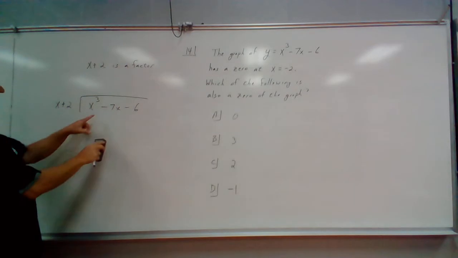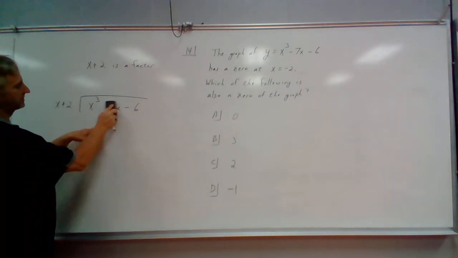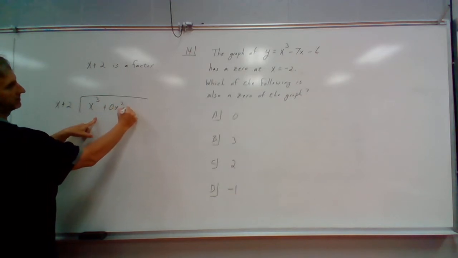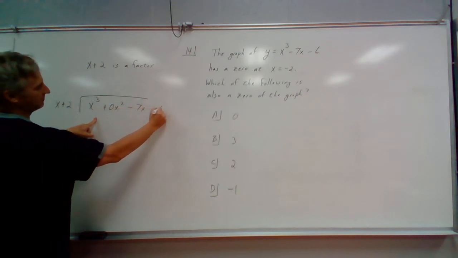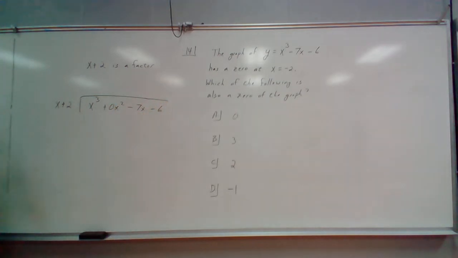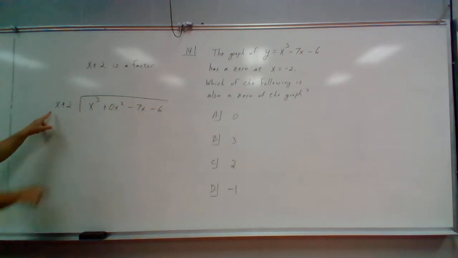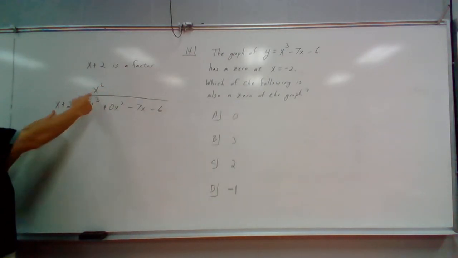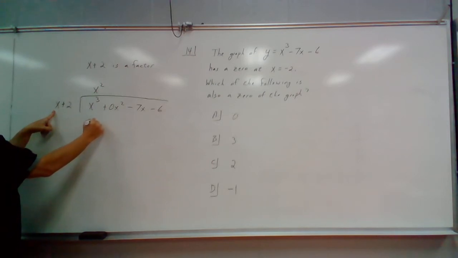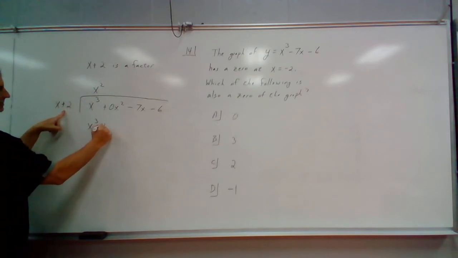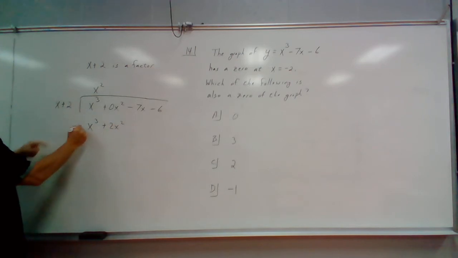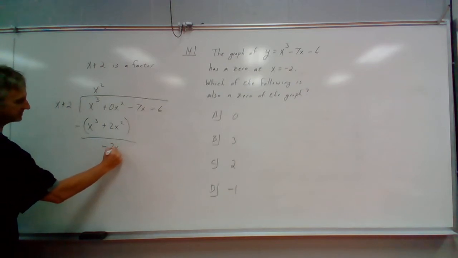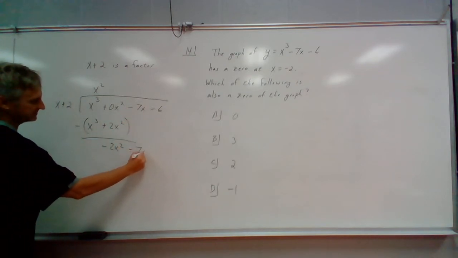And let's fix this up a little. I'm going to put the missing x squared term in there. So x to the 3rd plus 0x squared minus 7x minus 6. And that's just for bookkeeping purposes so that I can keep everything straight. So how many times will x go into x to the 3rd? Well, it'll go x squared times. x squared times x is x to the 3rd. x squared times 2 is plus 2x squared. I need to subtract. Those cancel. That'll be minus 2x squared, bring down the minus 7x.